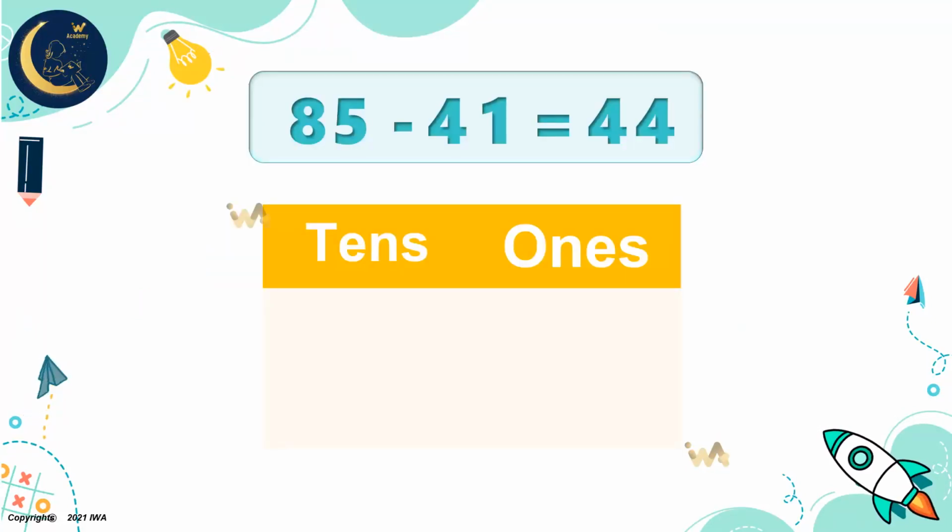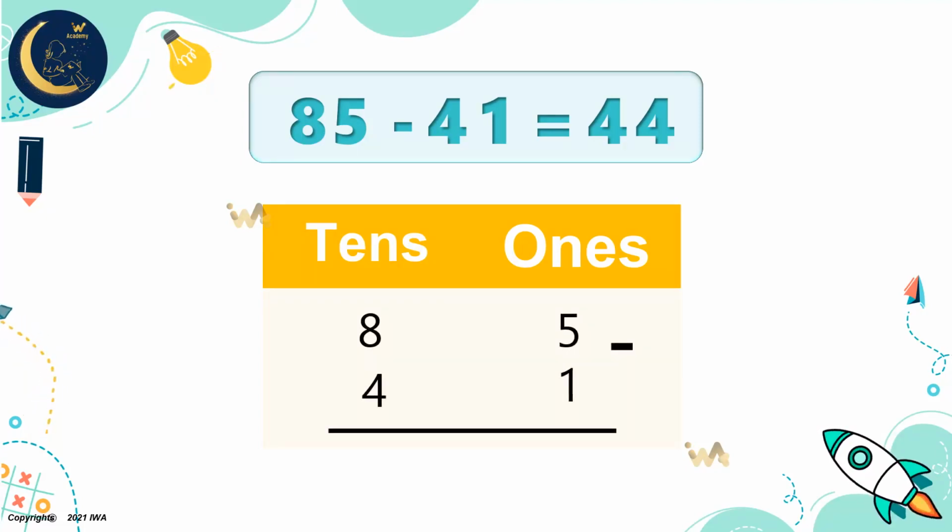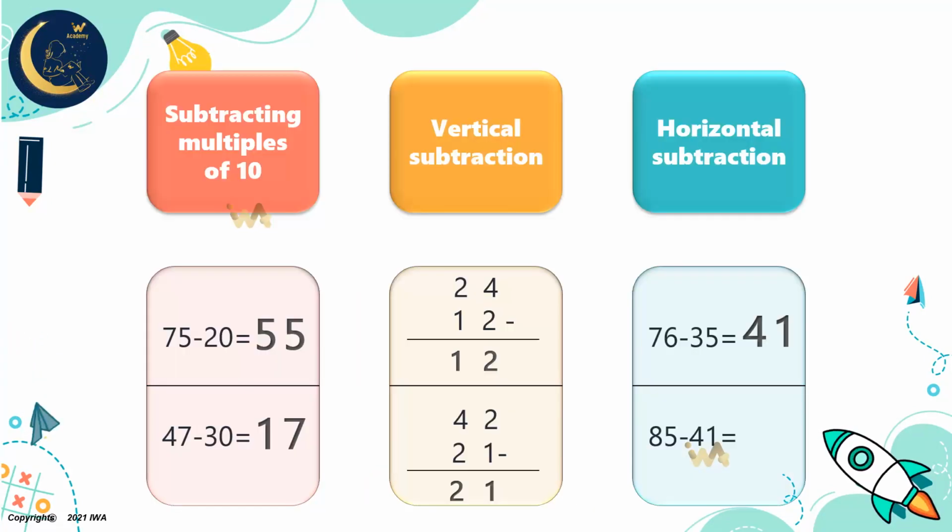Let's try. Here we want to subtract 85 minus 41 by vertical subtraction. We will subtract the numbers in the ones place first, then subtract the numbers in the tens place from each other. Okay, let's start with the ones place. 5 minus 1 equals 4. Well done. Now we're going to subtract the tens place. 8 minus 4 equals 4. Good job. So the result of subtraction is 44. Nice. It's the same result. Let's put the answer 44 in this part.